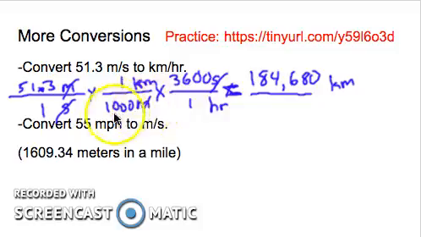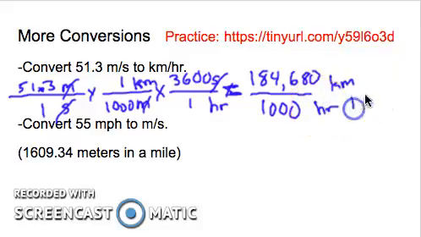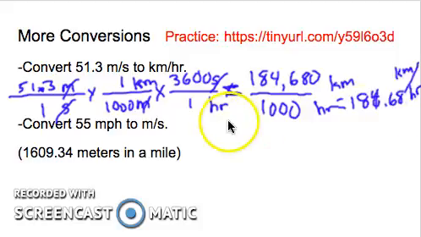And now we're going to multiply across the bottom. 1 times 1,000 times 1, which of course is 1,000. So whenever you punch in your calculator 184680 divided by 1,000, you will end up with 184.68, and that would be kilometers per hour. Kilometers per hour is what you would have.